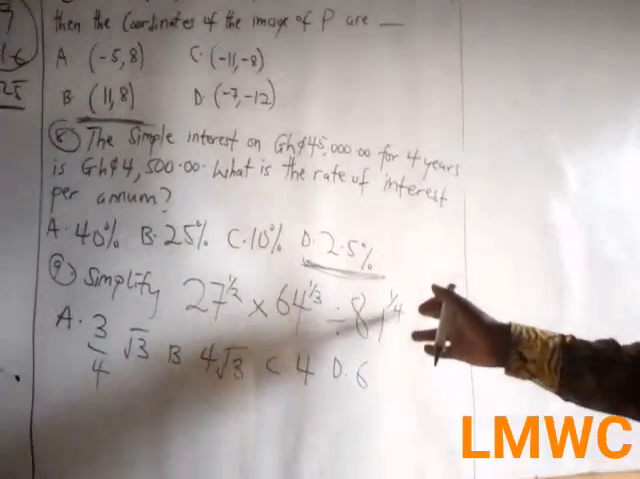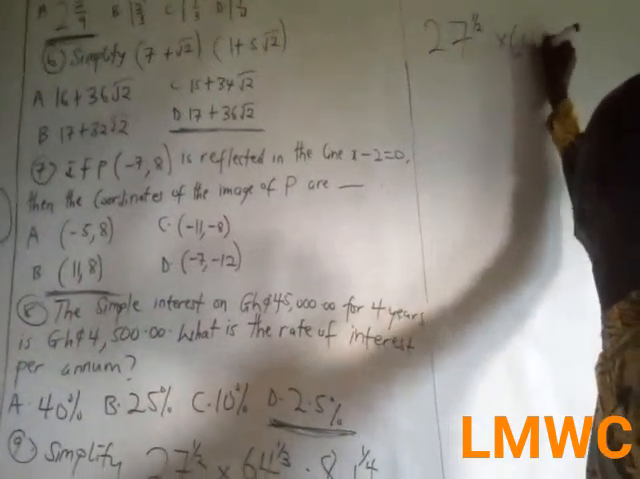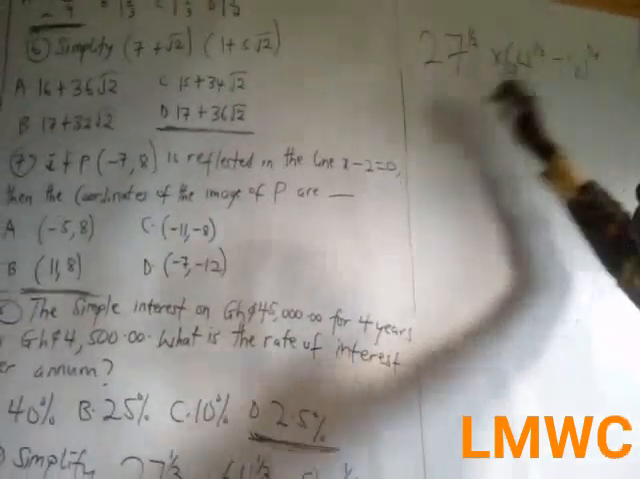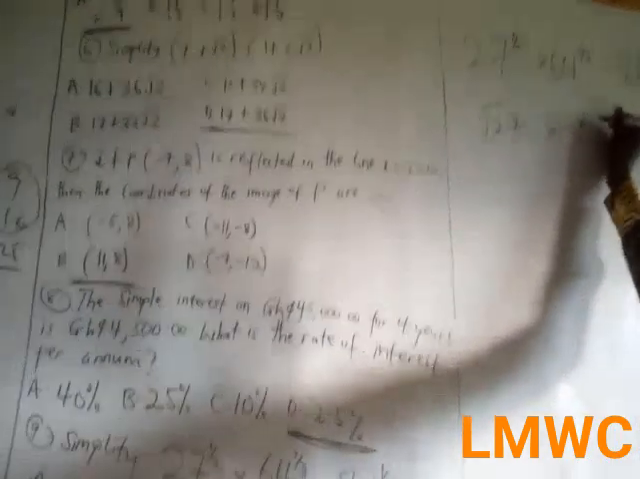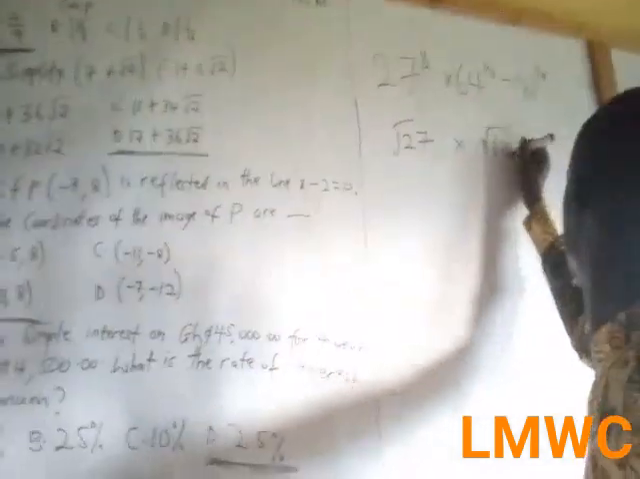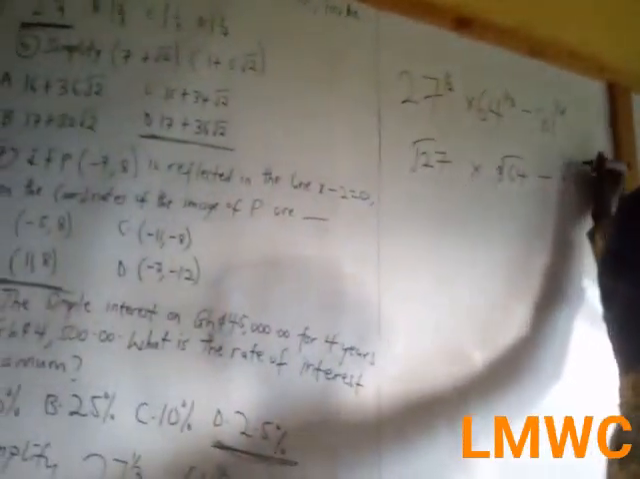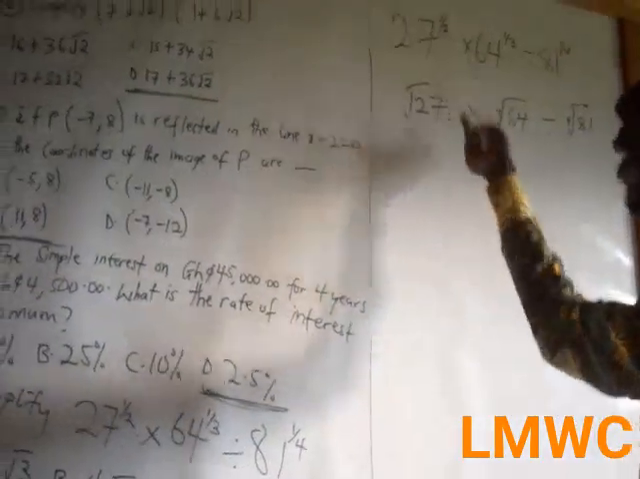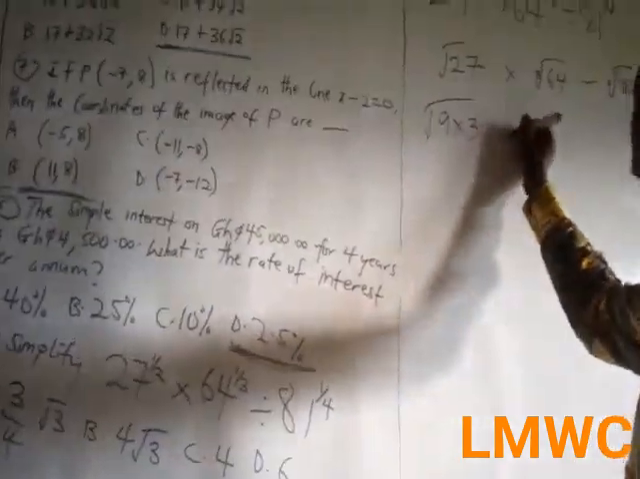by 81 raised to the power 1 over 4. So we have 27 raised to the power half times 64 raised to the power 1 over 3 divided by 81 raised to the power 1 over 4. This is the same as root 27 times cube root of 64 divided by 4th root of 81. So you ask yourself, what are the two numbers that when you multiply you get 27? It's 9 and 3, so 9 times 3.